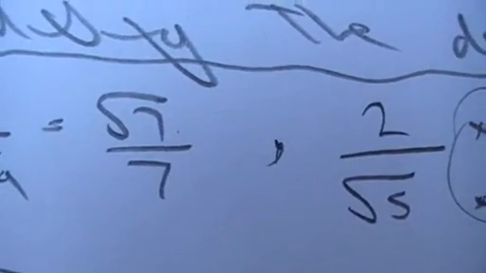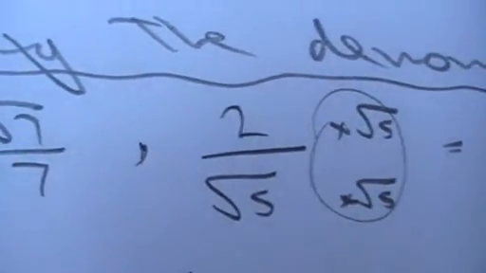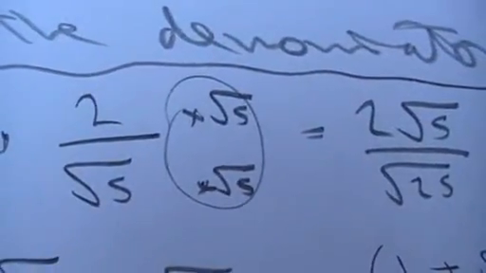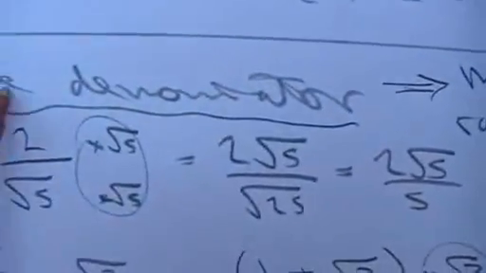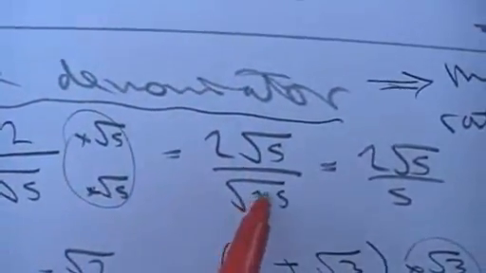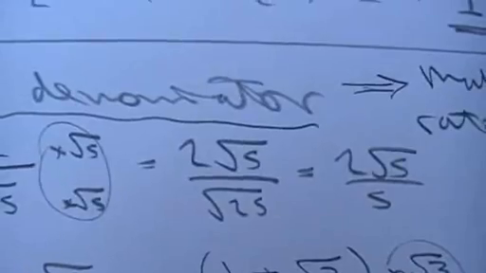2 over root 5. Multiply top and bottom by? You got it right, root 5. Root 5 times root 5 is root 25, and on top we have 2 root 5, and that just becomes 5 on the bottom, because the square root of, where's the pen gone? Square root of 25 is 5.